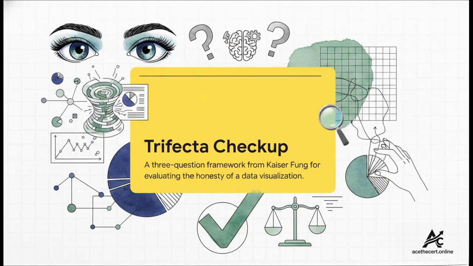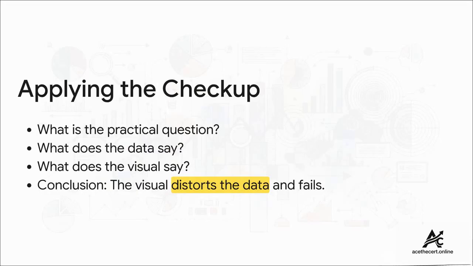To figure this out, there's a fantastic little tool we can use. It's called Kaiser Fung's Junk Charts Trifecta Checkup. I know, it's a mouthful, but it's just a super simple 3-question framework that helps you evaluate any chart you see. Let's run this chart through the checkup. Question 1. What's the practical question? Simple enough. Which traffic source is giving us the best results?